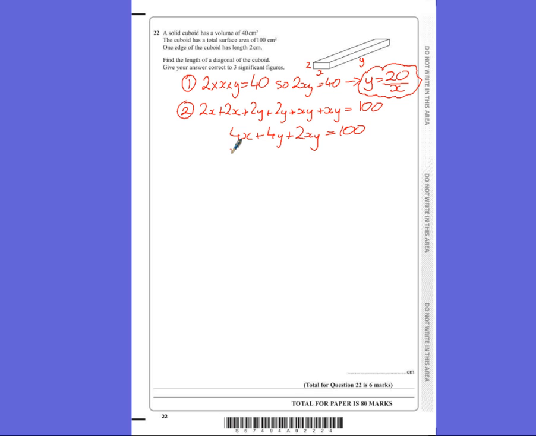I can then solve. So substituting that in, I'd have 4x plus 4 lots of 20 over x, which is our value for y, plus 2x times 20 over x equals 100. Now, if I multiply that all out, I'd have 4x plus 80 over x plus 40, because 2 times 20 is 40 and x divided by x is just 1, equals 100.